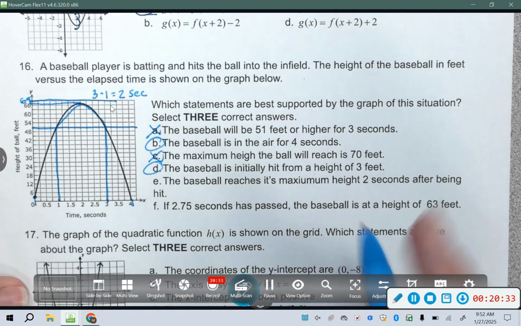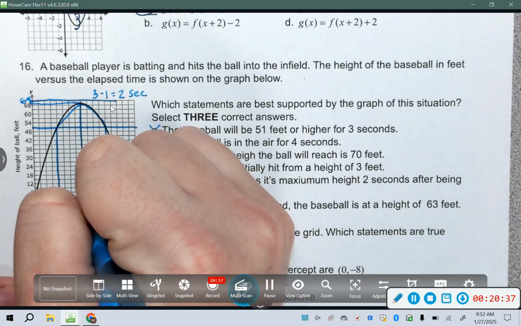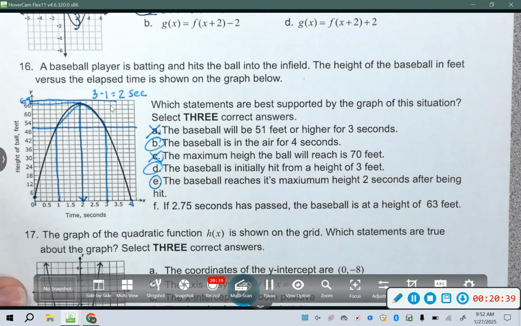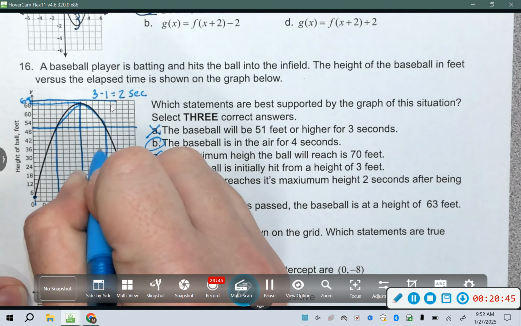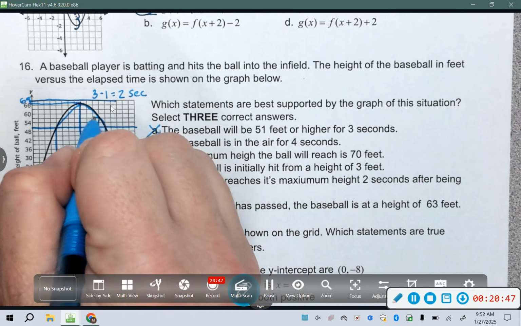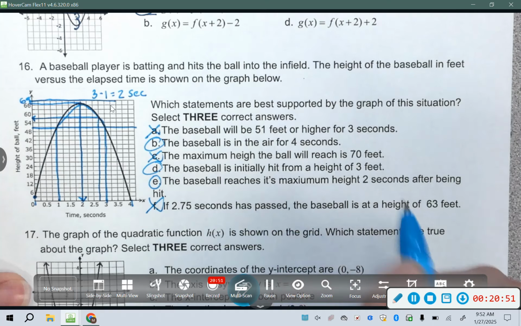The baseball reaches its maximum height at 2 seconds, so here's my maximum, which is at 2 seconds. And then it says if 2.75 seconds has passed, so 2.75 is going to be here. It says it's going to be 63 feet. Well, here it hasn't even reached 60, so that is not an answer. It said 3, 1, 2, 3, we're good.